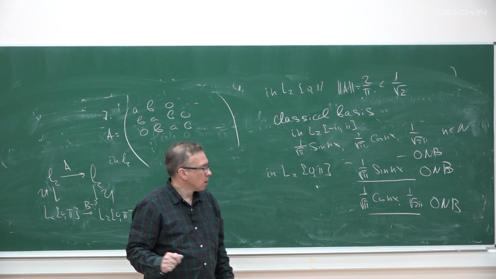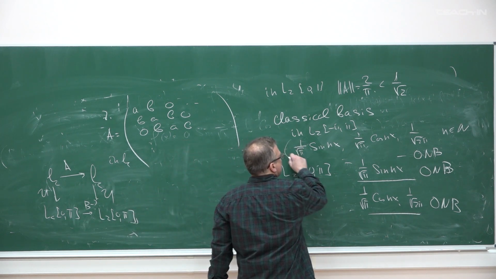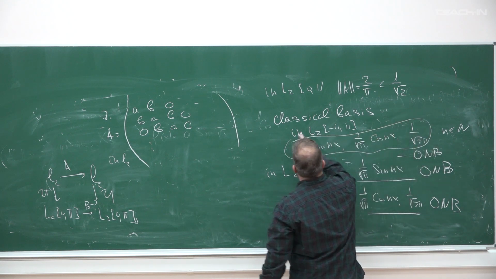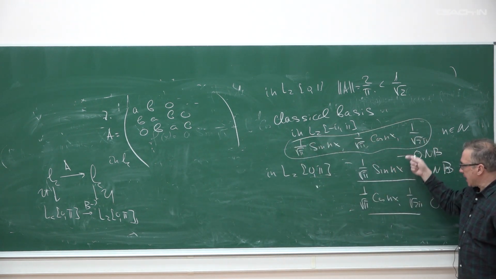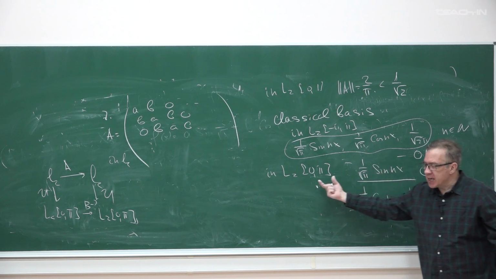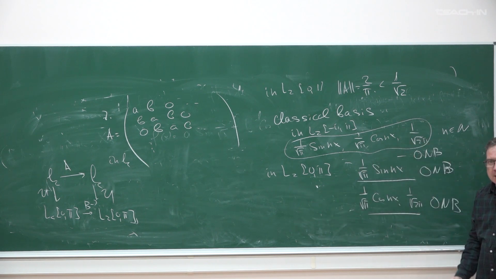But for the first, we don't need to add. In this, they are together. In this, we can take half of the system. We take half of the interval and we have half of the system. But in the first case, we don't need 1 over square root of 2π. We don't need this.